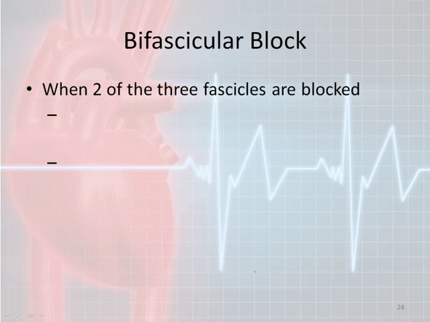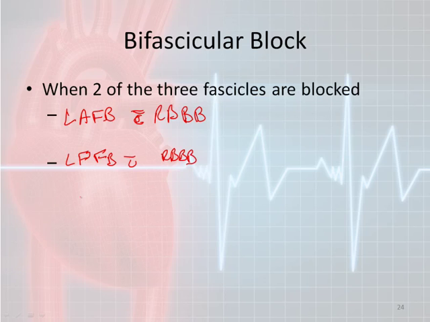There are times where you may end up having a bifascicular block. Typically in a bifascicular block, you're going to have a left anterior fascicular block with a right bundle branch block, or you could actually have a left posterior fascicular block with a right bundle branch block. You could also have a left anterior fascicular block with a left posterior fascicular block.